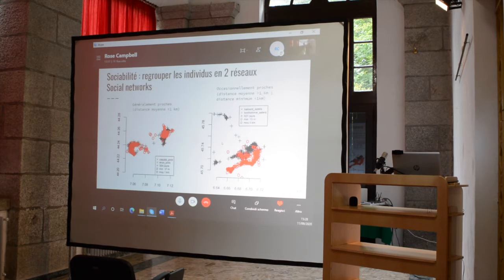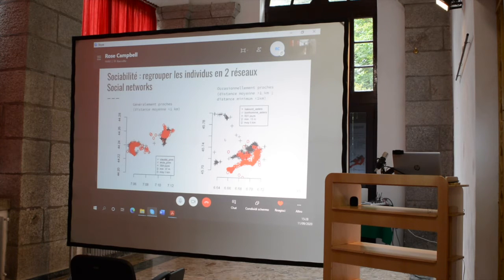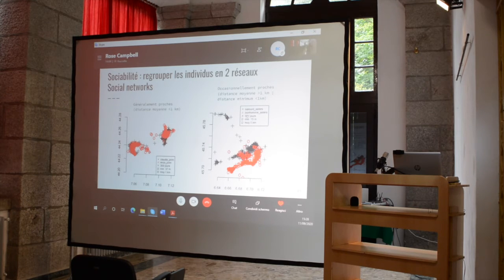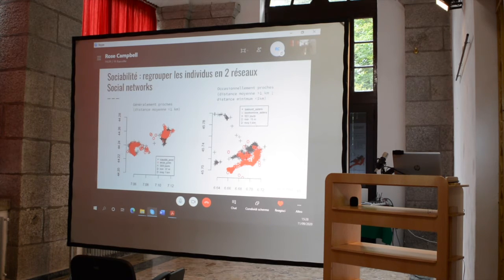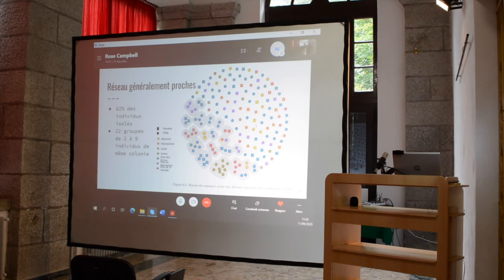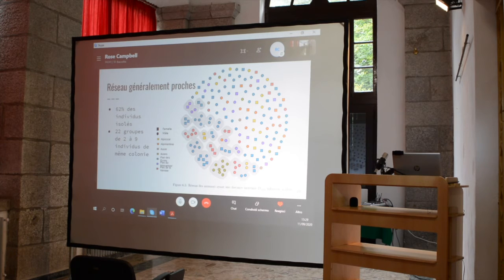On the right, an example of 2 groups of individuals who are occasionally close. Although the average distance between these individuals is 5 kilometers, at some point during the 500 days that they were observed in common, they were as close as 15 meters apart. So we present these individuals on a network graph. In this graph, each point is an ibex. The color and the shape tell us its character of origin and its sex. If individuals are generally close, they are linked in the graph.